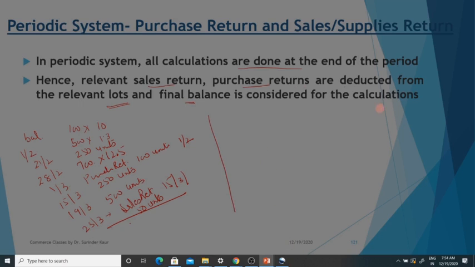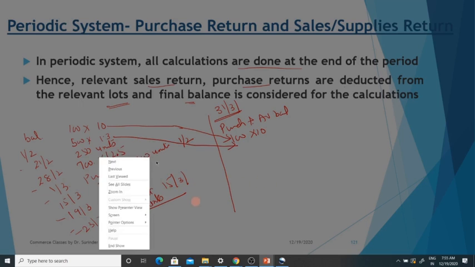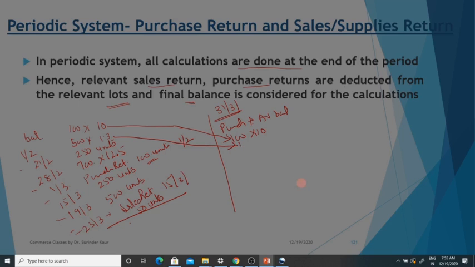Okay. So given this scenario, how will we adjust the return? Since we are not working on the calculations at any time during this period, it is only at the end of the period, say on 31st of March, that we work on this. So we will keep track of purchases plus available balance. You had 100 units available. Then on 1st of February, you had 500 units purchased, but you have returns of 100 units. So you have 400 units at the price of 13.